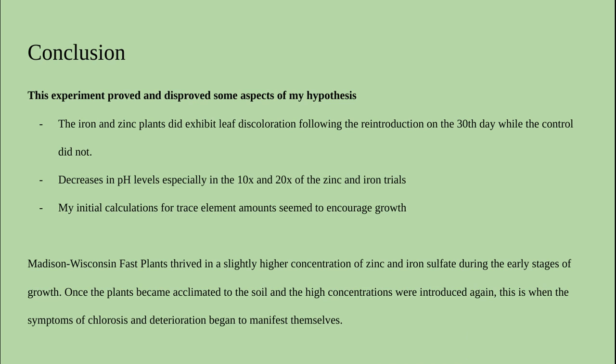So this leads me to believe that the Madison, Wisconsin plants thrived in slightly higher concentrations of zinc and iron sulfate during the early stages of growth, but once the plants became acclimated to the soil and the high concentrations were introduced again, this is when the symptoms of chlorosis and deterioration began to manifest themselves in the plants.